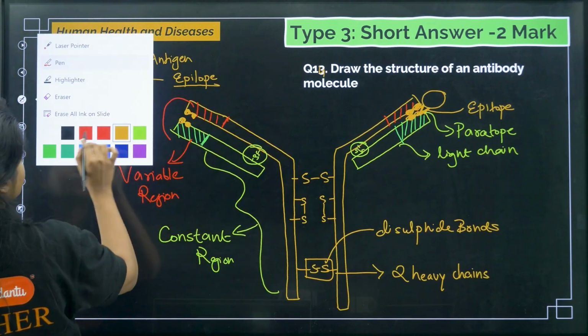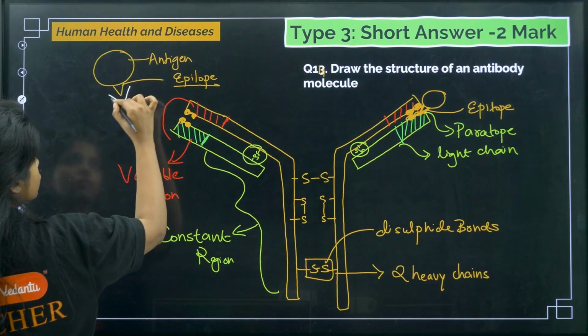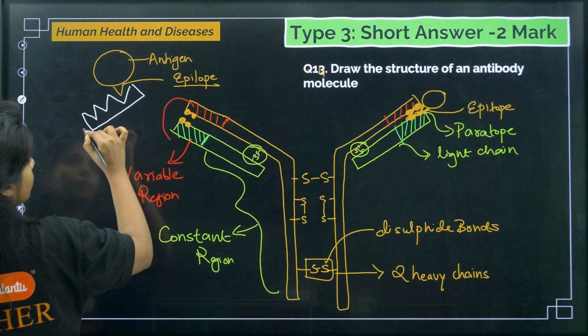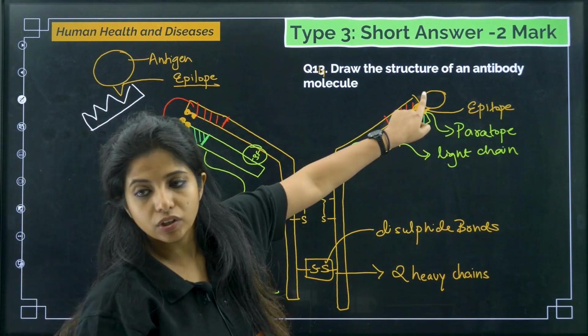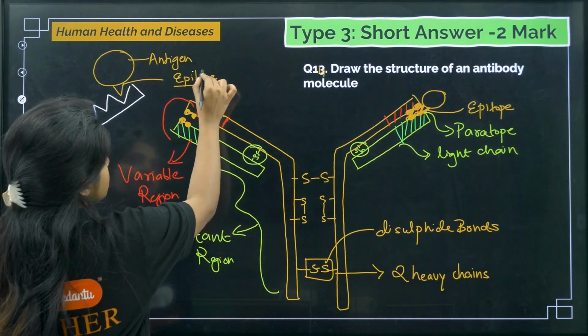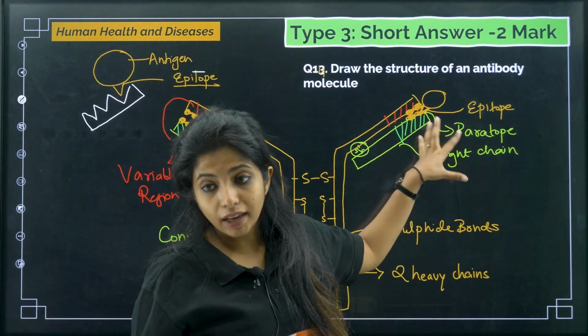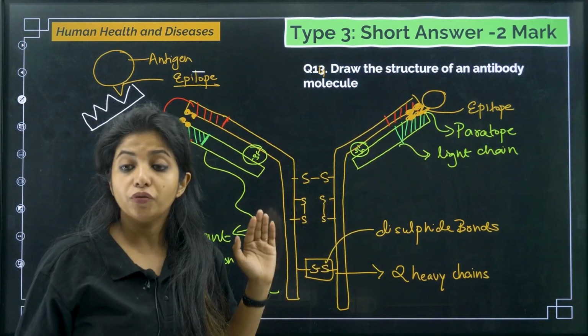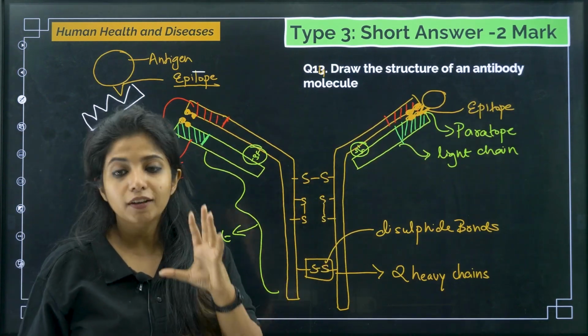Now this epitope goes and binds on the regions on the variable area. So over here you will be having certain regions like this, onto which this particular antigen comes and binds. What do you call this? This is epitope, and this thing that is there in the case of antibodies, you call it paratope. This is how you have to draw the structure of an antibody molecule, children.